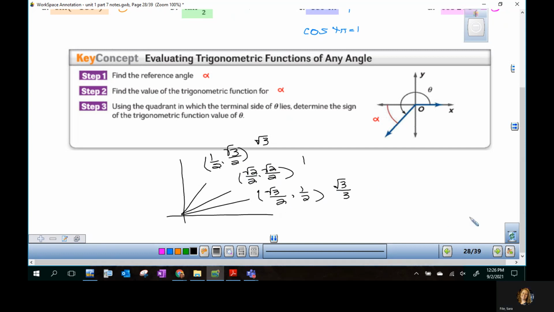Okay, so the process is, what's the reference angle? What's the trig value at that reference angle? So these that we just reviewed. And then what quadrant are you in? Should it be positive or negative? Okay, and that's based off of the all students take calculus reminder. Quadrant 1, everything should be positive. Quadrant 2, just sine. 3 tangent, 4 cosine.